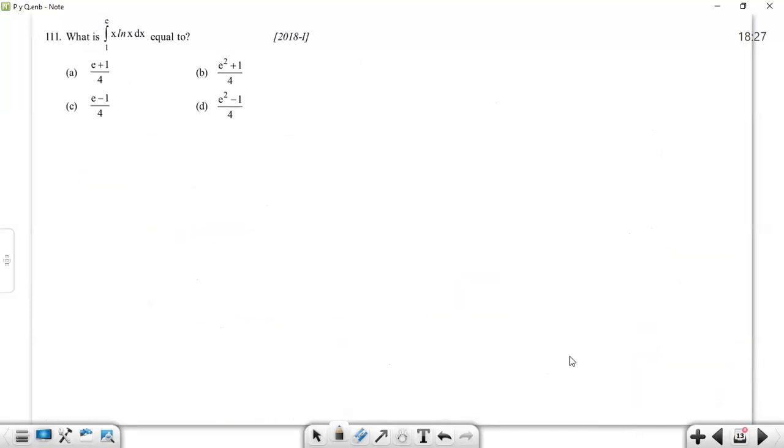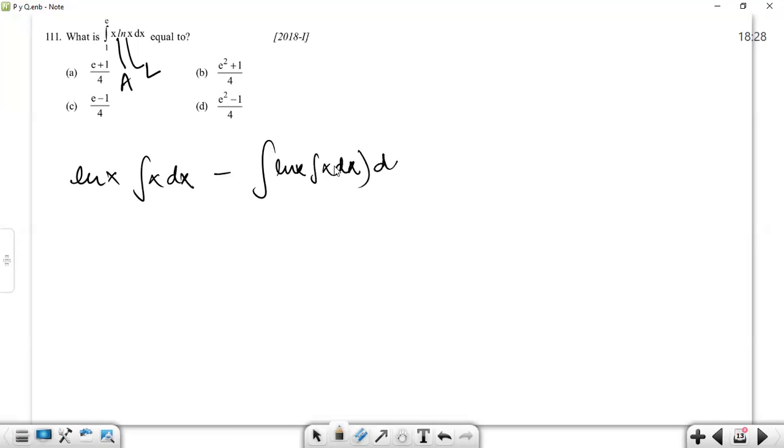Okay, so next question. Here also we can see there are two functions, using the same formula. Now this is an algebraic function. This is a logarithm function. So L comes first. So ln x would be our first function, integration of x dx, and we will apply the limits later on. Minus integration of ln x into integration of x dx, and whole integration. This is our I.